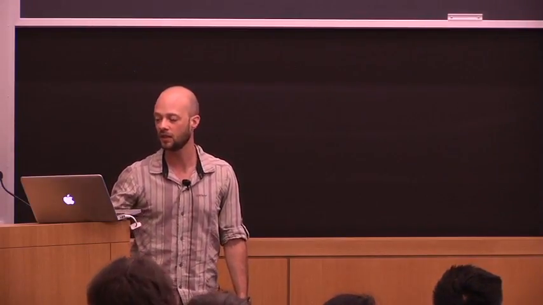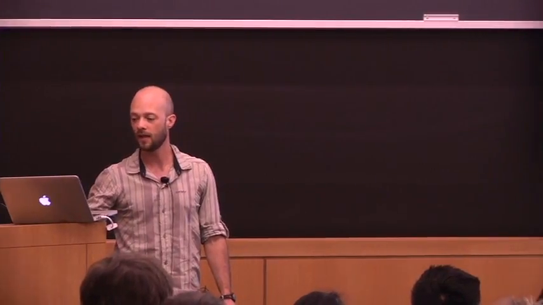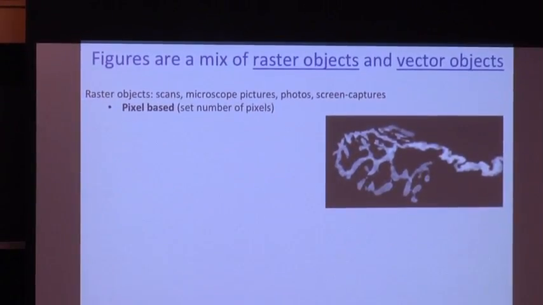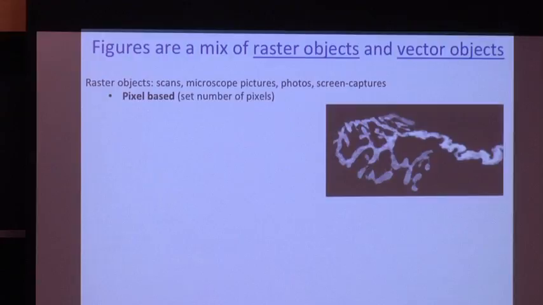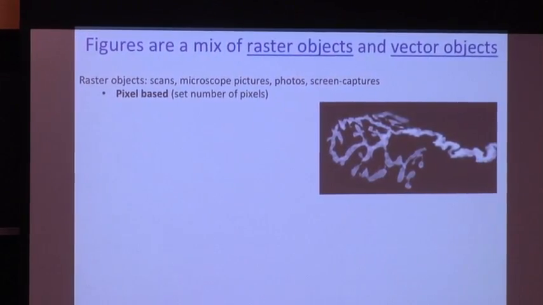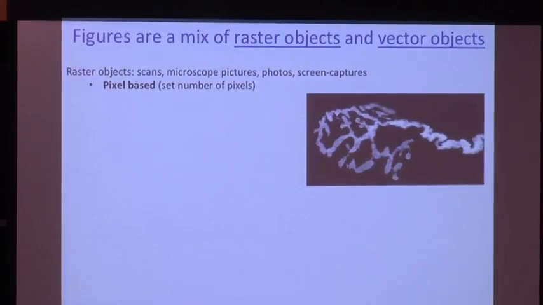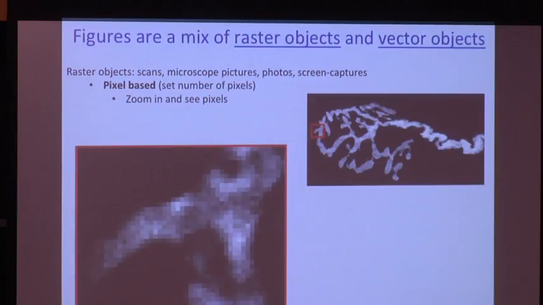So going back to the presentation, just to recap what I said. Figures are a mix of raster and vector objects. Raster objects are things that you're going to be getting in the lab, probably, like scans, if you were to take a scan of something. Microscope pictures, photos, screen captures, all that stuff is pixel-based. These are the type of things that have extensions like TIFF, PNG, JPEG, BMP. These are the kind of images we associate with figures. Pixel-based, set number of pixels. When you take the image, if you zoom in, you see pixels, right?